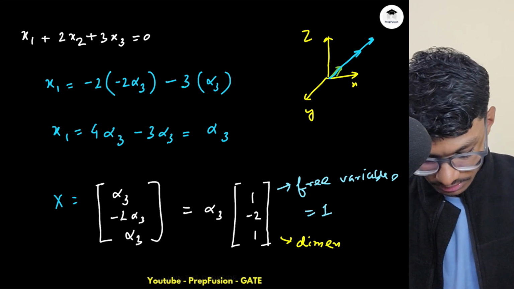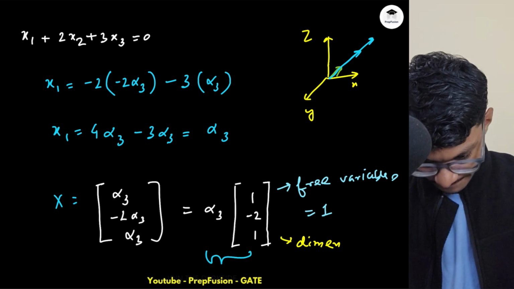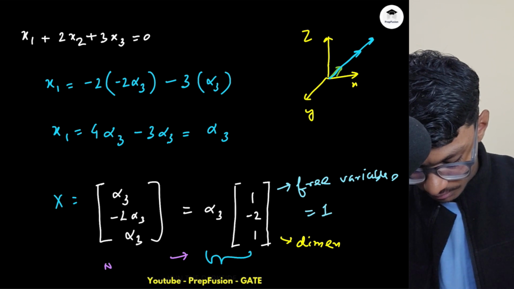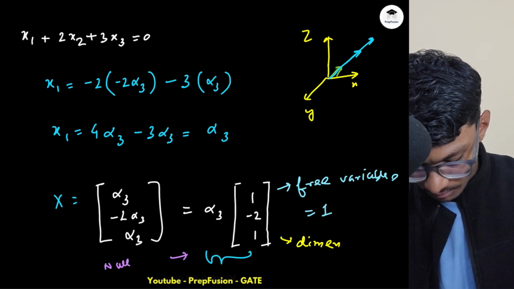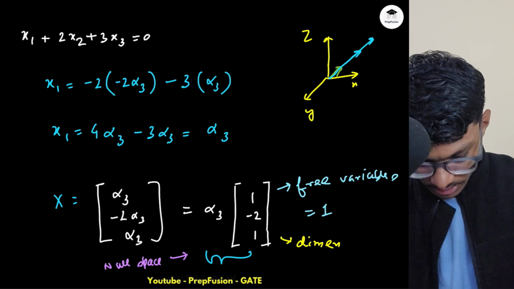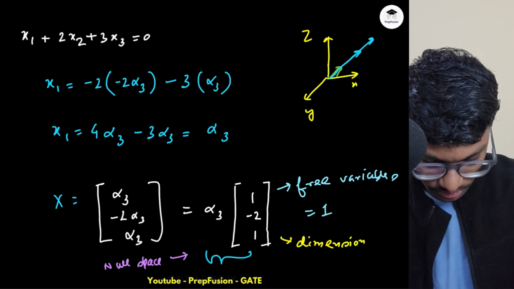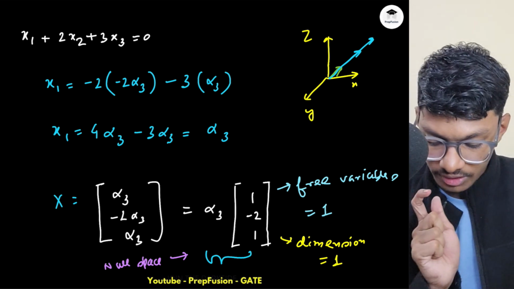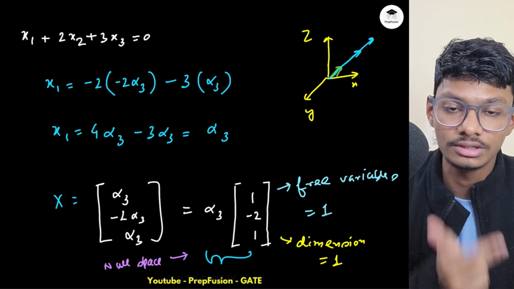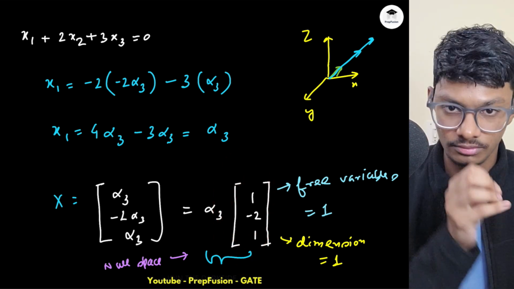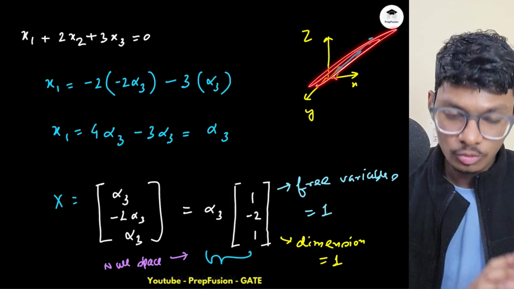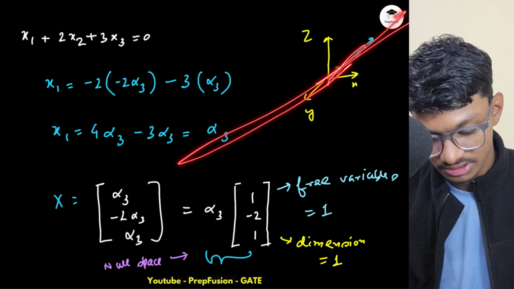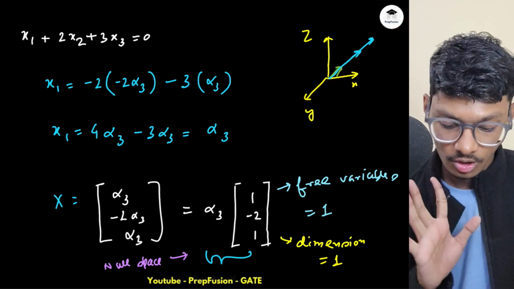So this is the null space, and the dimension is basically 1. I will need only one independent vector, the number of distinct independent vectors in a basis. So 1, minus 2, 1 can become a basis, and with the help of that I'll be able to cover this whole vector space. What is the vector space in this case? This line, right? Only this line, not this whole 3D space.